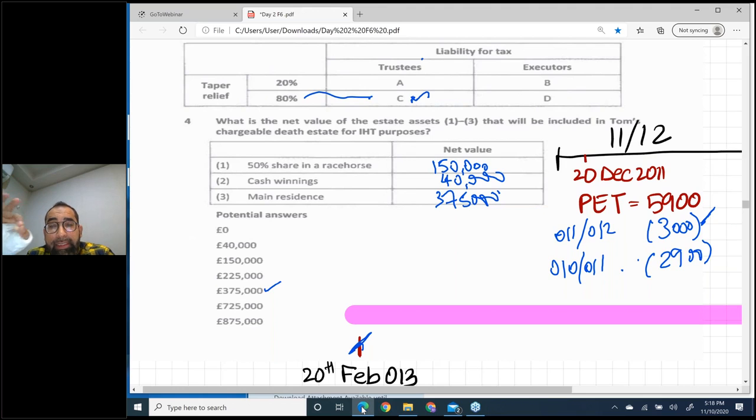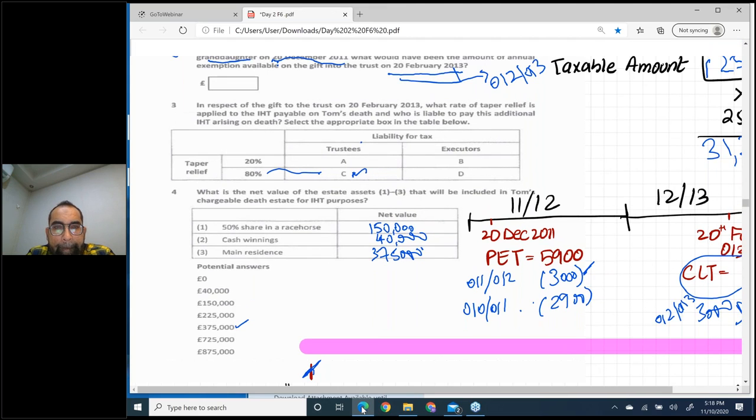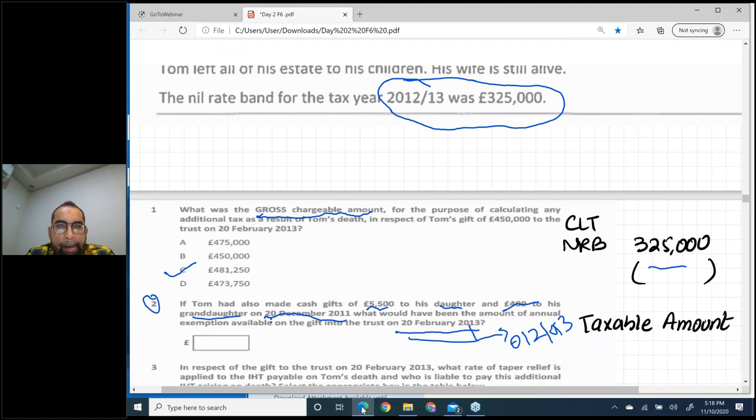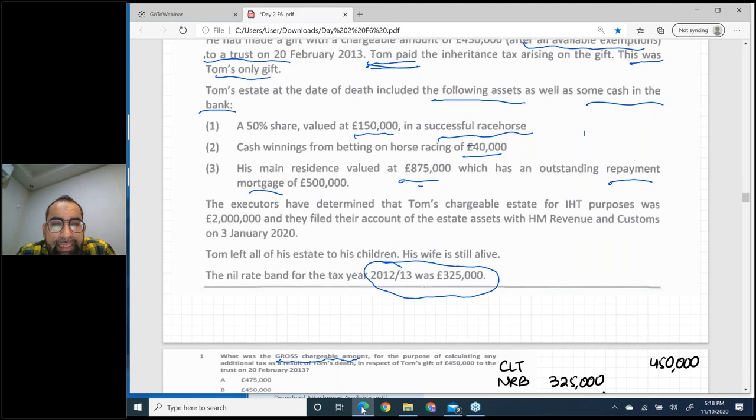Now the last part, the last and the most important part. I think they might ask residence NRB from us. Let me read the last final lines. The executors have determined that Tom's chargeable estate for IHT purposes was 2 million. See, the ready-made death estate has been given. So the student may ask, sir, what were the above points? These were the part of the death estate. Now they are giving you the complete total death estate.